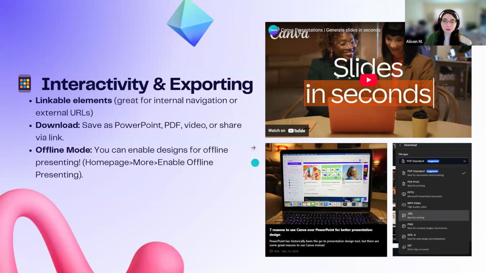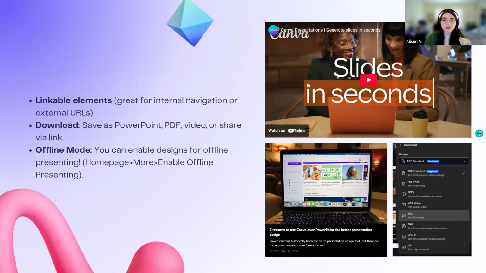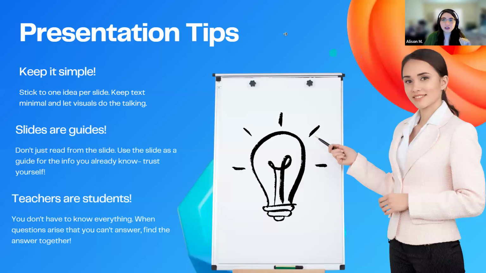And then of course we have offline mode. Now, as I said earlier, Canva is primarily a web-based software. Usually you go to the website, www.canva.com, and you can access your presentation. But if you have the Canva app, you can actually enable a design for offline presenting. So that way, if you're going somewhere where you don't have internet, but you still want to be able to present your presentation, you would be able to access it with that offline mode.